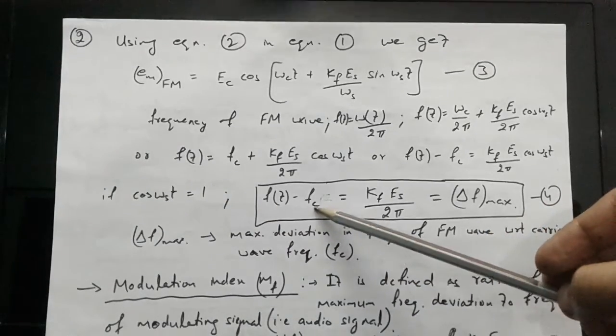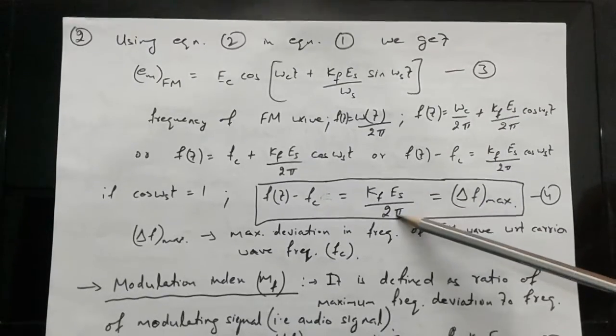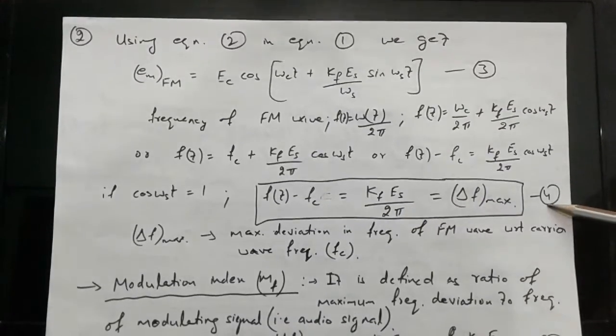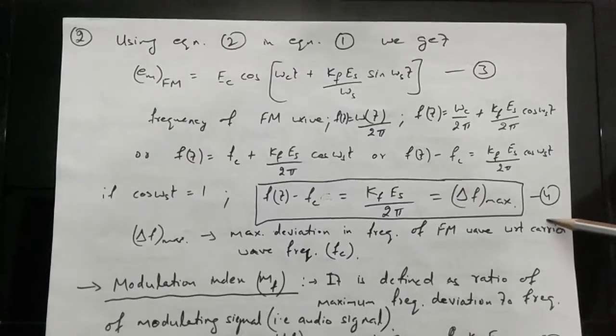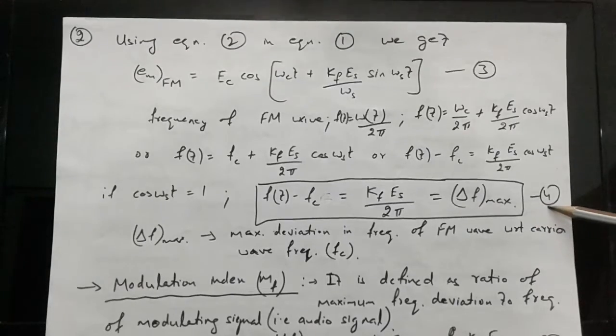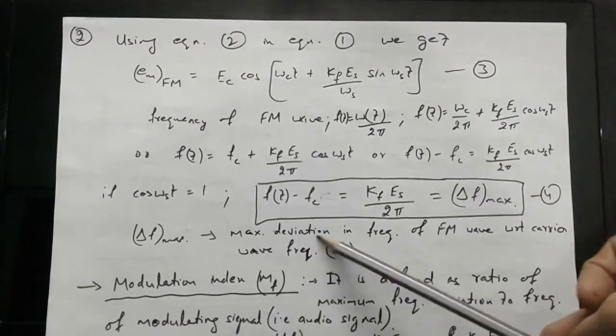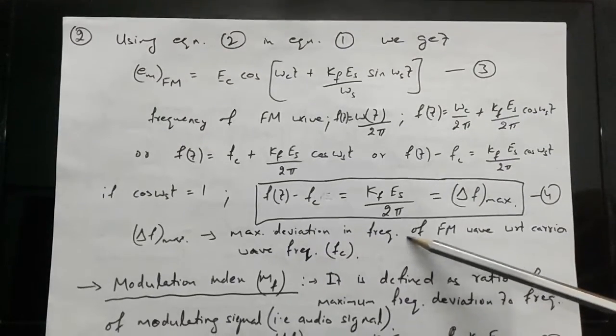Ft minus Fc, that is the maximum change in frequency, equal to Kf Es over 2 pi. So this is a relation which is useful when we are to solve some numericals. That relation is given in equation 4. So delta F maximum is the maximum deviation in frequency.